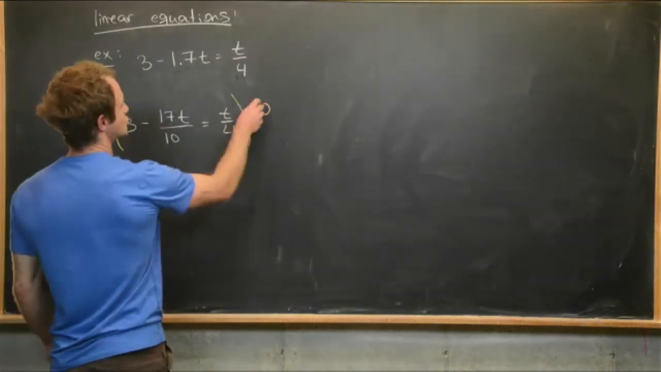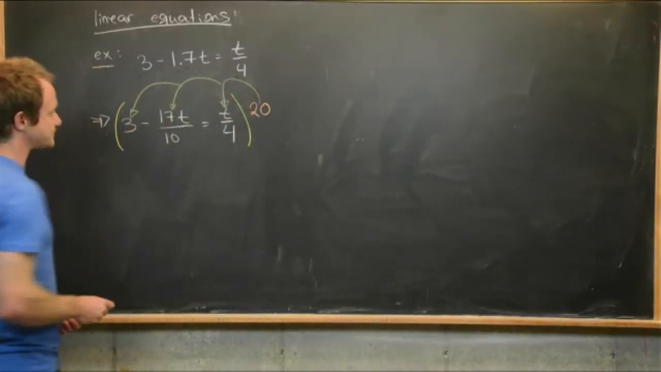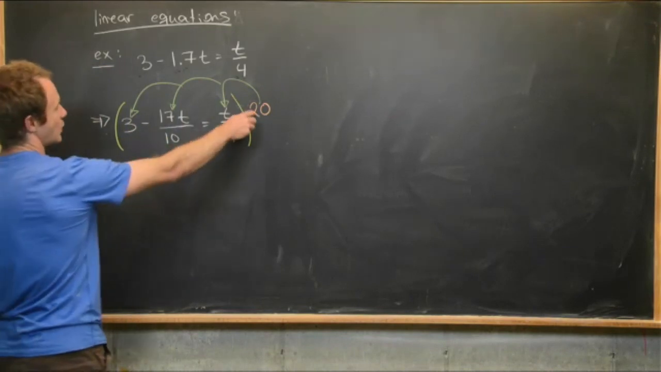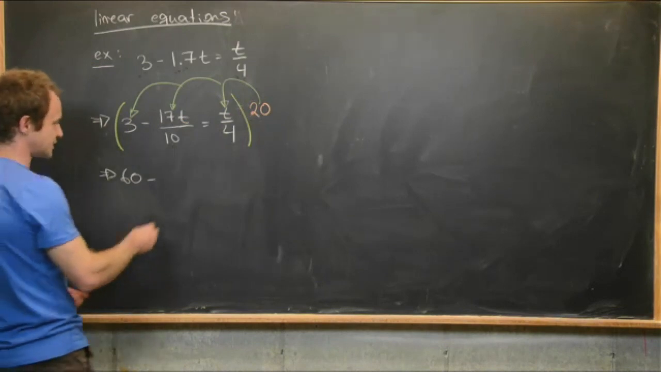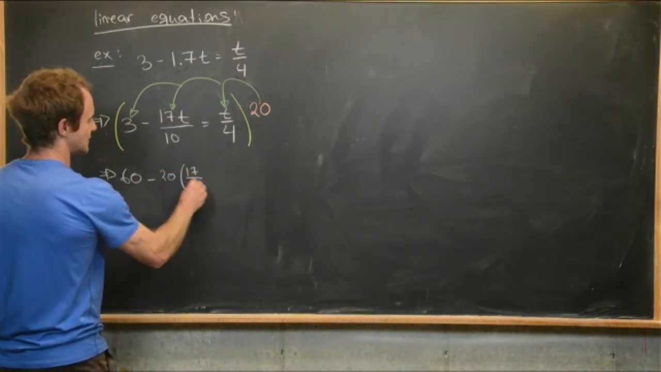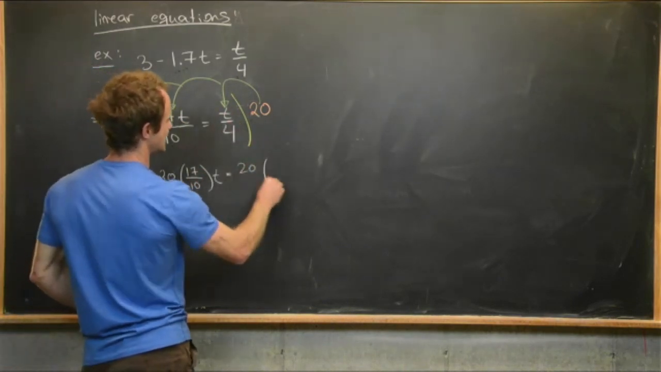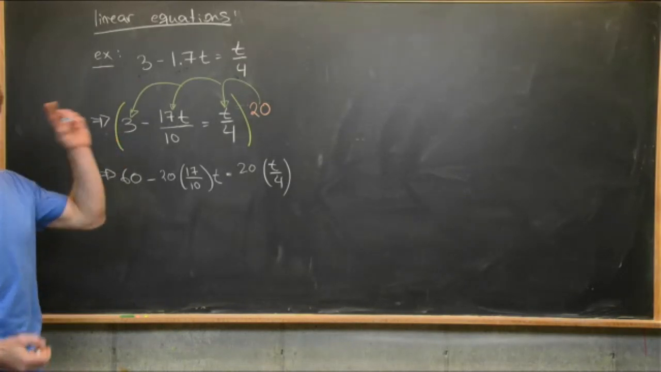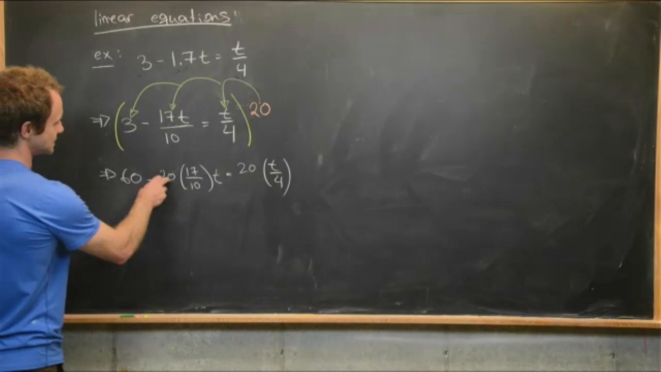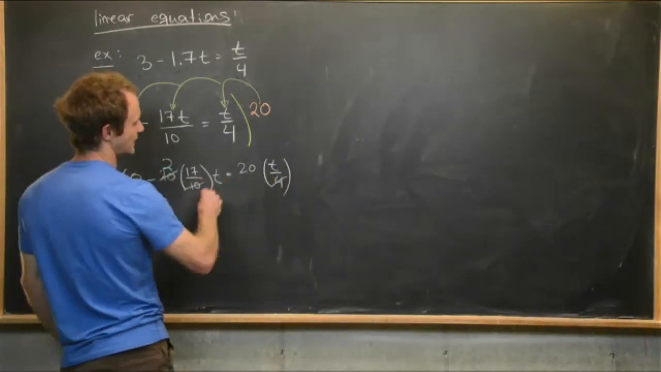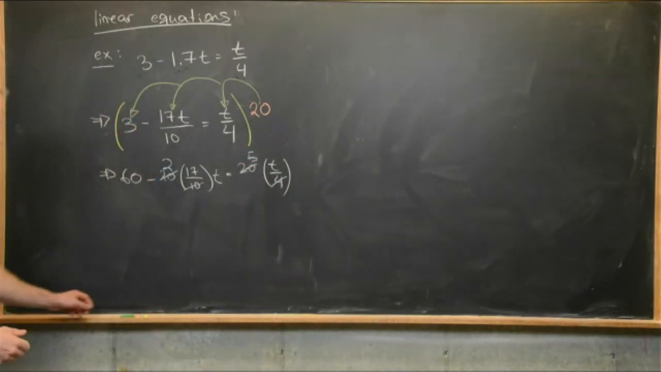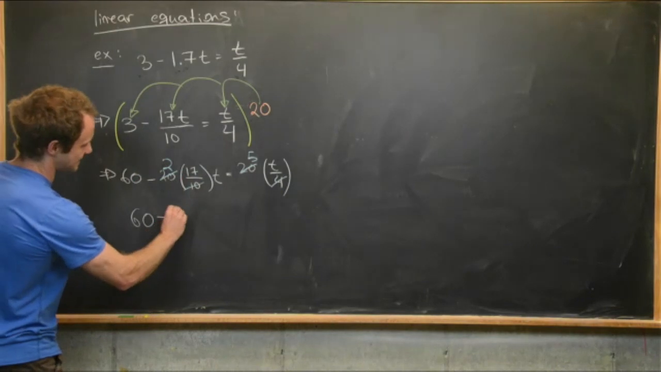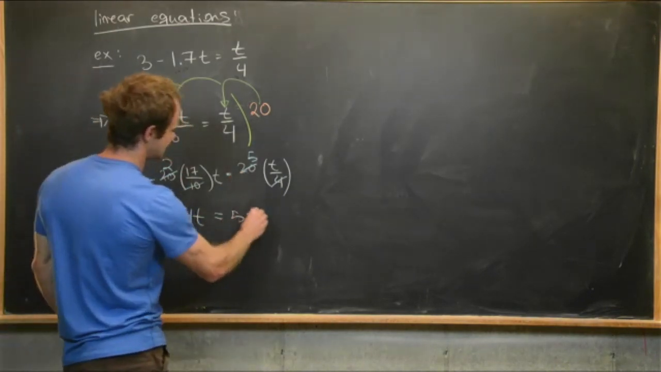Okay, so now 20 needs to get distributed to all of these terms, and then we'll see what we get. So 20 times 3 is equal to 60. And then we have 20 times 17 over 10 t equals 20 times t over 4. Let's write this out in detail and then do the simplification. You can maybe do this simplification before you do the distribution, but just to be safe for the first time or two, we'll do it like this. Notice we've got 20 over 10, which we can cancel down to a 2, and 20 over 4, which we can cancel down to a 5. Now we can multiply this 2 and the 17. That gives us, we still have a 60 here, minus 34t equals 5t.